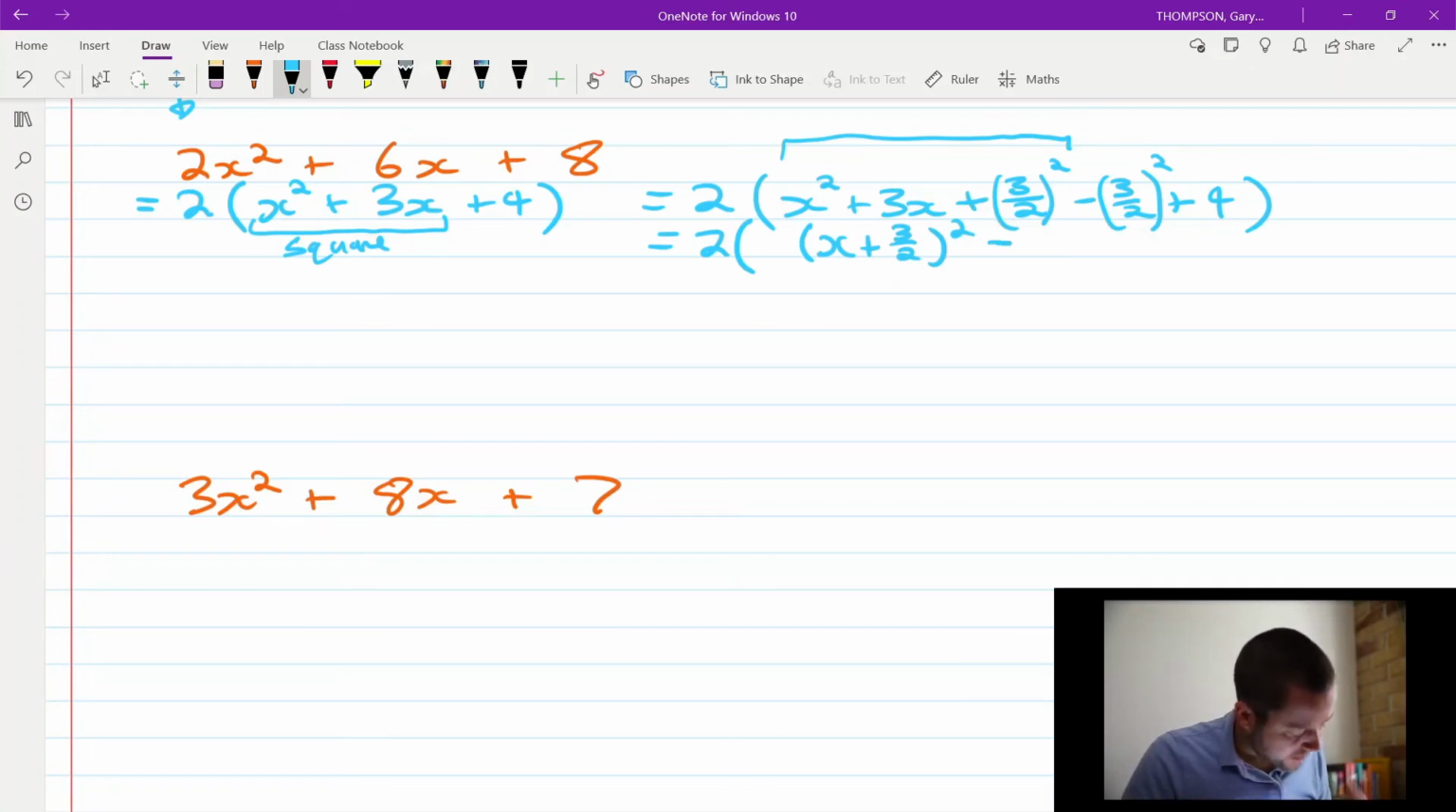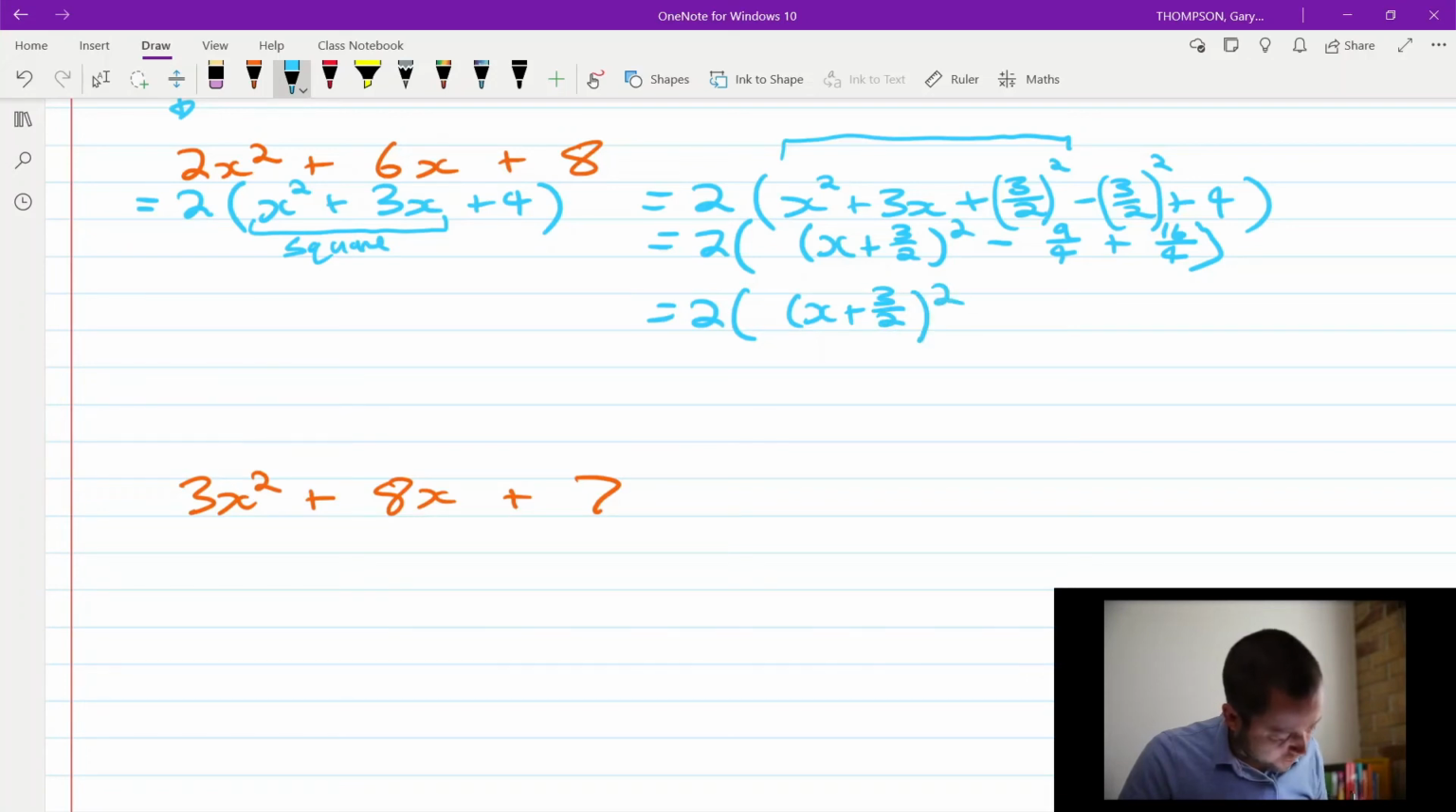I'm going to take 3 on 2 all squared, which is going to be 9 on 4. I'm going to take 9 on 4 away, and I mustn't forget my plus 4 at the end. Actually, I'm going to write that plus 4 as 16 on 4. So that's going to be equal to 2 outside of x plus 3 on 2 all squared, minus negative 9 plus 16. That's going to give me plus 7 on 4.